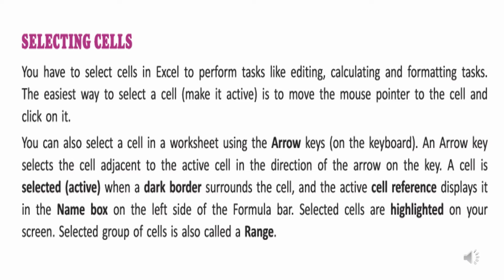The easiest way to select the data is to move the mouse pointer on the cell and click on it. The second way is that you can also select the cells by the arrow keys from the keyboard. By the arrow keys we can select only adjacent cells. When the cells are selected, you can see a dark border around them. A collection of active cells makes a range. You can see the address of that range in the name box, which is on the left side of the formula bar.